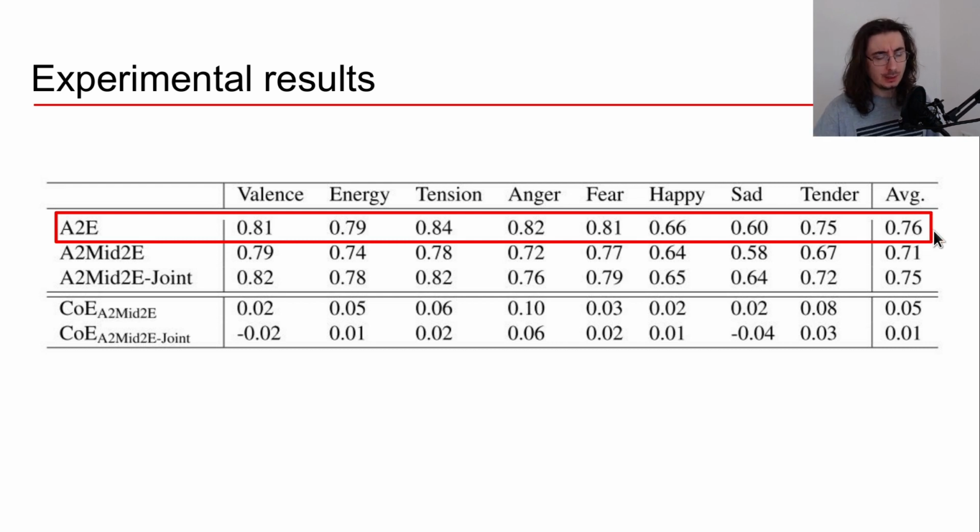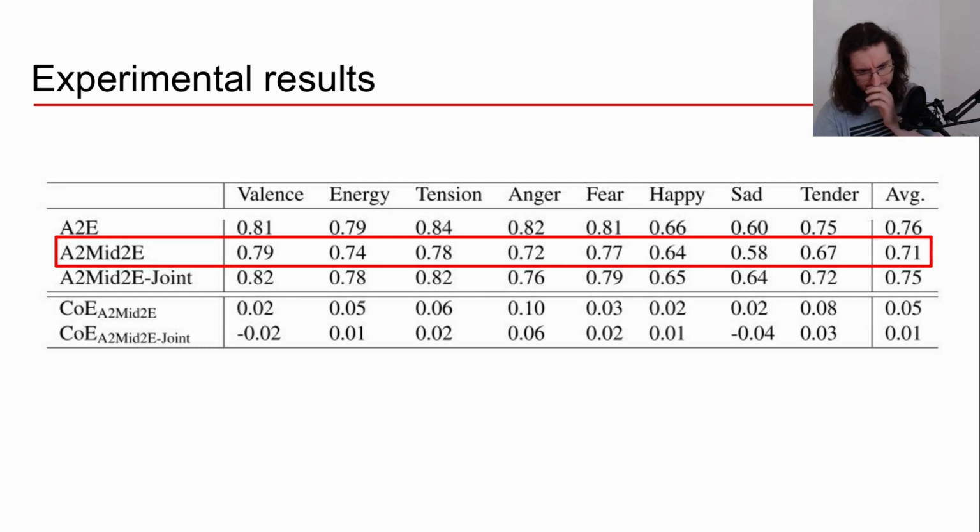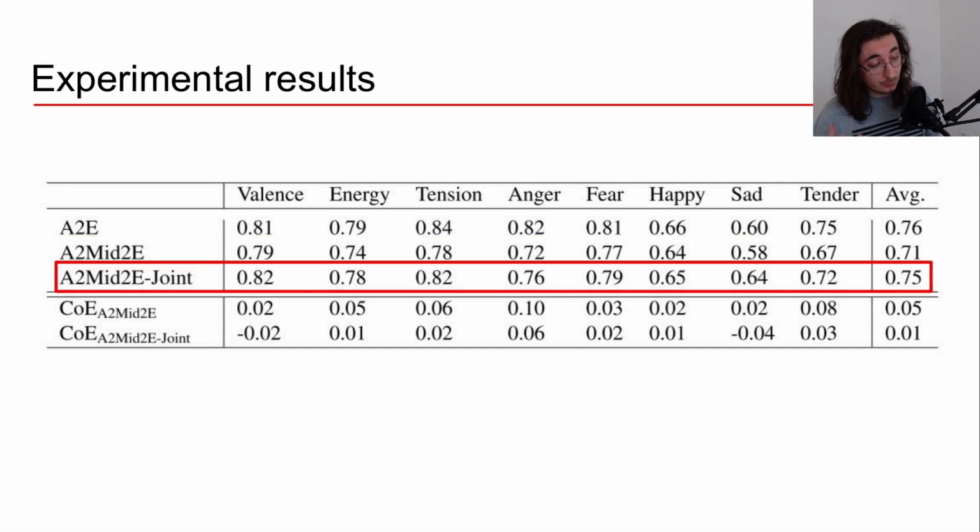0.76. Now if we go down to the A to mid to E model, we see that the average score goes down to 0.71. So it's still doing quite well, but as the researchers were expecting, it's a little bit less performant. However, if we go down to the results for the A to mid to E joint, the combined model, you'll see that the result is 0.75, which is almost identical to the baseline model.